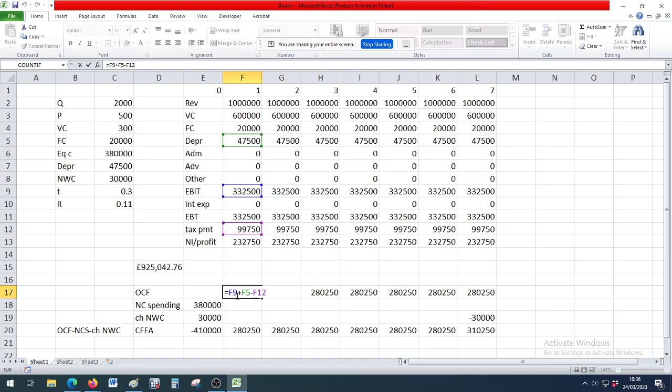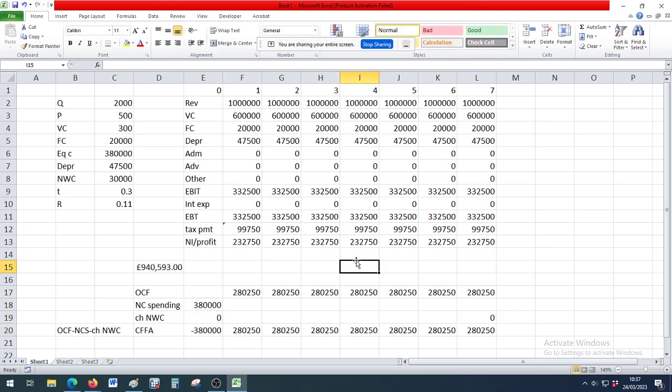Let's see this. Operating cash flow plus depreciation minus tax. That seems to be correct. All the values here are the same. 380,000, all zeros typed correctly, right? Why did I get a different number? What if I have 0 here? No. What if 0 and 0? No. Okay.